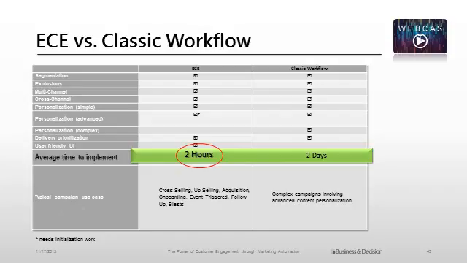So finally, we just have this chart that highlights ECE versus the classic workflow. So as you can see through the listing, the functionality for both is primarily the same. What we really want to highlight is the average time to implement. On average, the classic workflow can take up to 2 days to implement. Now, that can go really complex, but our ECE module only takes on average up to 2 hours. So that's a huge difference. It's a huge change in terms of time and money, and also in terms of training, it's much easier to use.